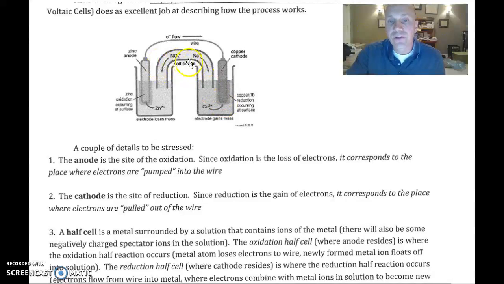All right. So what the salt bridge does is it allows positive ions to flow towards the half cell that is losing positive ions, and it allows negative ions to flow towards the half cell that is gaining positive ions. All right. So that helps to maintain an overall neutral charge in both of the half cells.